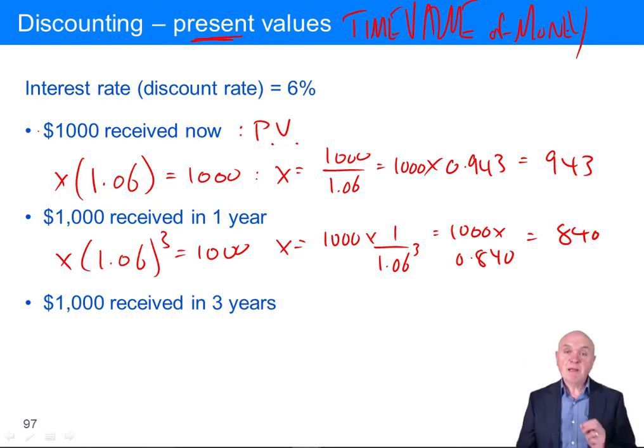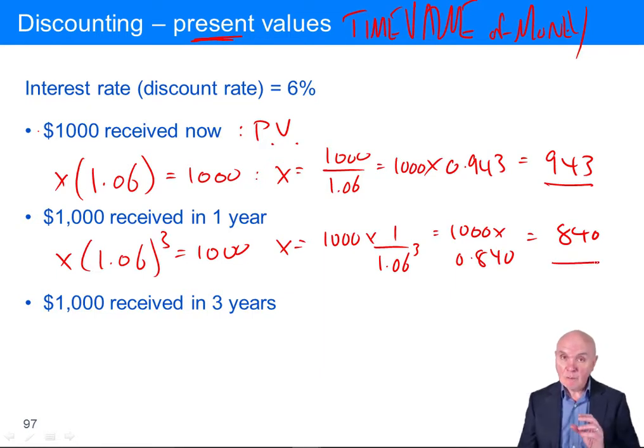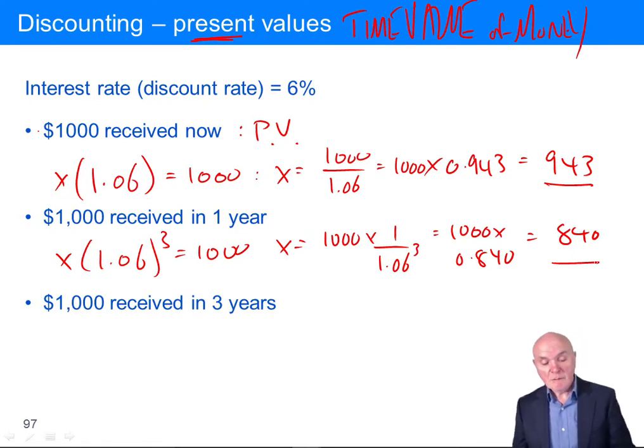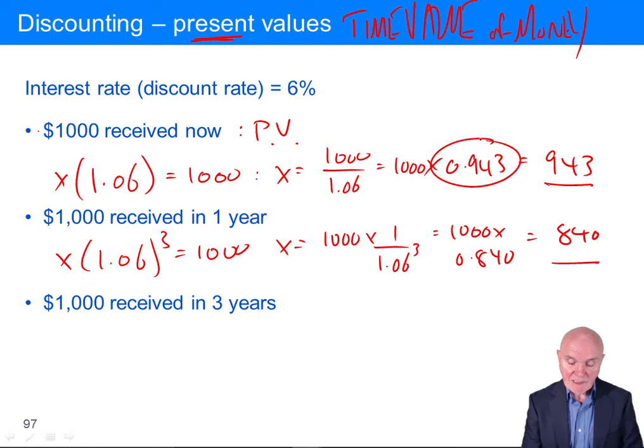So clearly it is better receiving 1,000 now than the equivalent of receiving 943 now, which in turn is better than the equivalent of having to wait 3 years, and that's equivalent to receiving 840 now. So what discounting does is reduce all future flows to their present values, and these amounts here are known as discount factors.